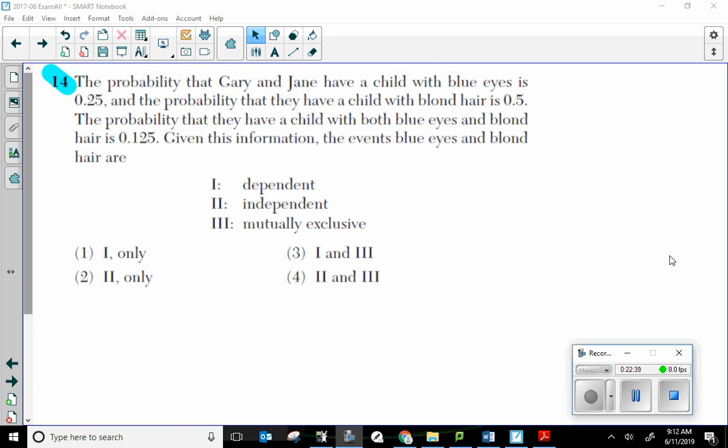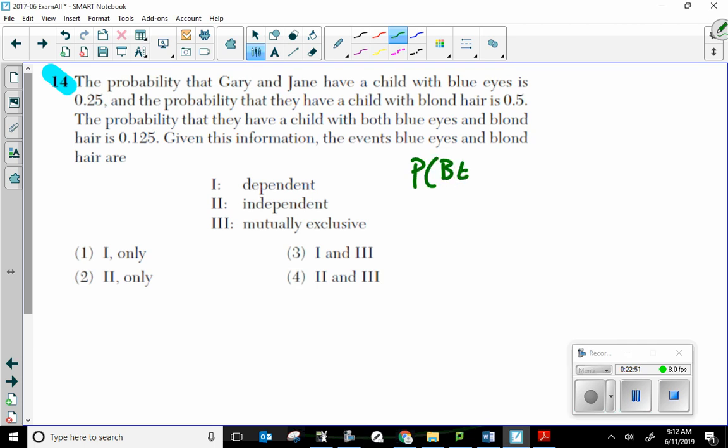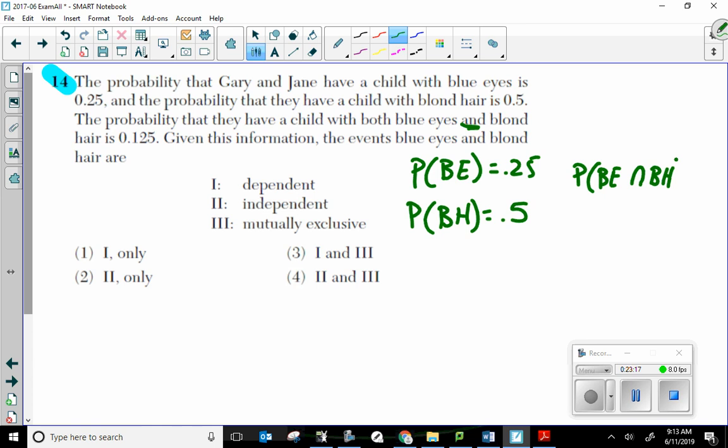Number 14, another data problem. This is an easy one. The probability that Gary and Jane have a child with blue eyes is 0.25. So I'm going to say the probability of blue eyes is 0.25. The probability that the child is born with blonde hair, so I'm going to say the probability of blonde hair is 0.5, 50-50 shot. The probability that they have a child with both blue eyes and blonde hair, so the probability of blue eyes and blonde hair is 0.125.